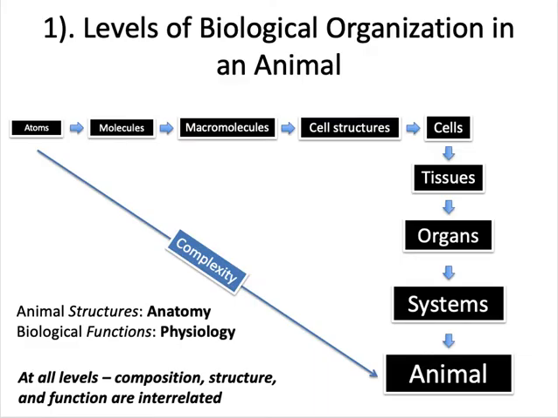Alright, before we jump into Chapter 40, I wanted to take you back to the first day of class where we covered the levels of biological organization in an animal or in organisms. So at our very smallest unit, we have atoms. An example of an atom would be carbon. A molecule is 2 or more atoms that are linked by covalent bonds.